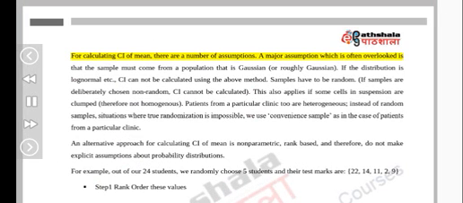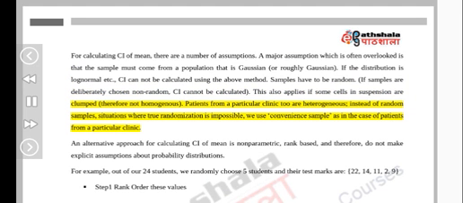For calculating CI of mean, there are a number of assumptions. A major assumption which is often overlooked is that the sample must come from a population that is Gaussian or roughly Gaussian. If the distribution is log normal etc., CI cannot be calculated using the above method. Samples have to be random. If samples are deliberately chosen non-random, CI cannot be calculated. This also applies if some cells in suspension are clumped, therefore not homogeneous.